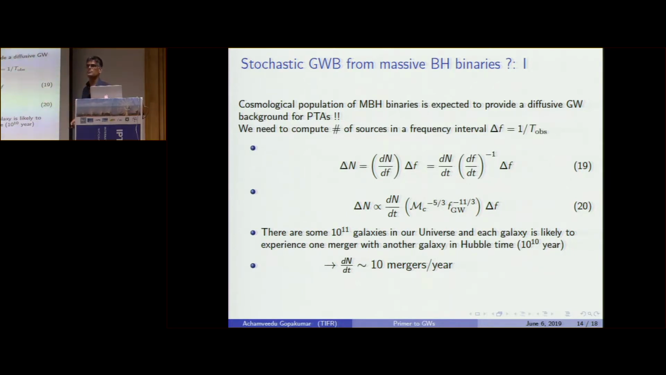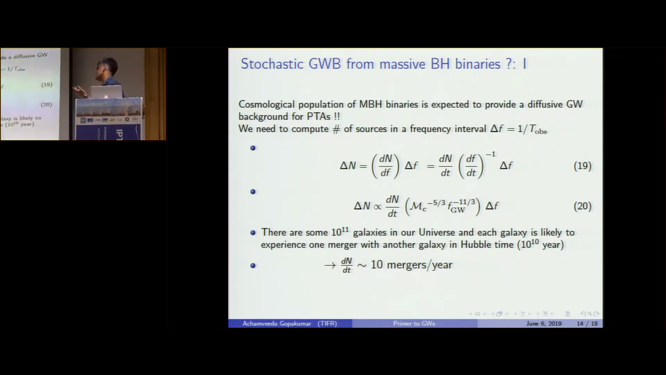I'm doing mathematical gymnastics here. I can rewrite this as dn over dt times df over dt raised to minus 1 times delta f. But this is what we used a few slides back, an expression for f dot. I'm just going to bring that one right here. Don't worry about the G's and z's, I can just keep them proportionally. Okay, so I get delta n as dn over dt times this quantity times delta f.